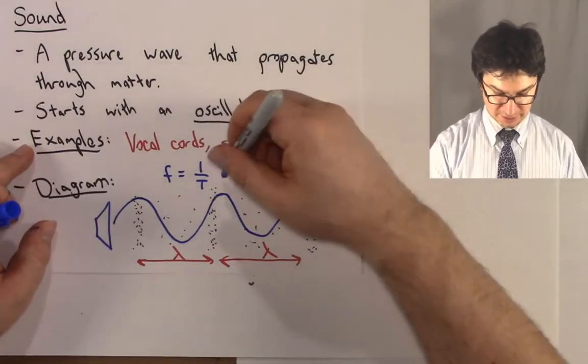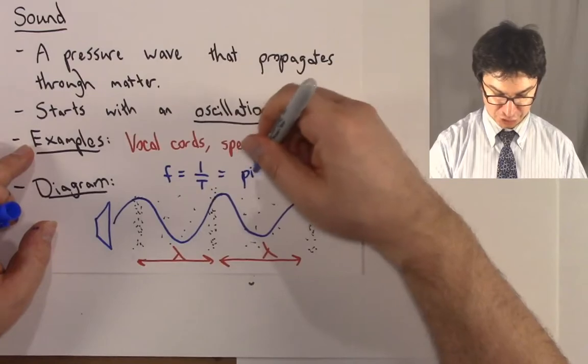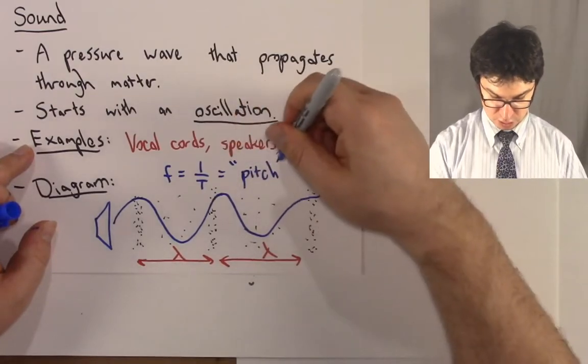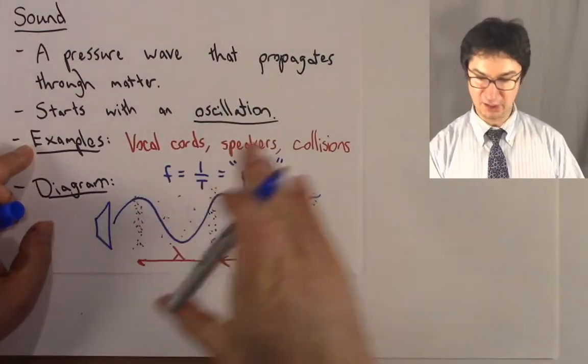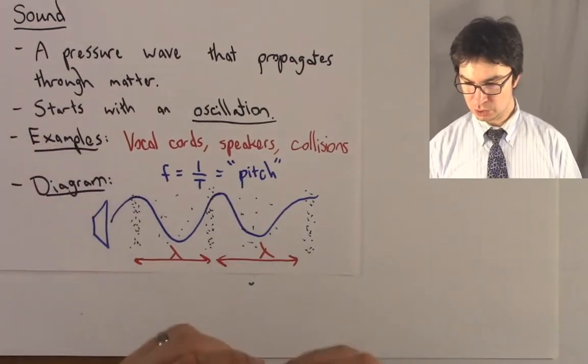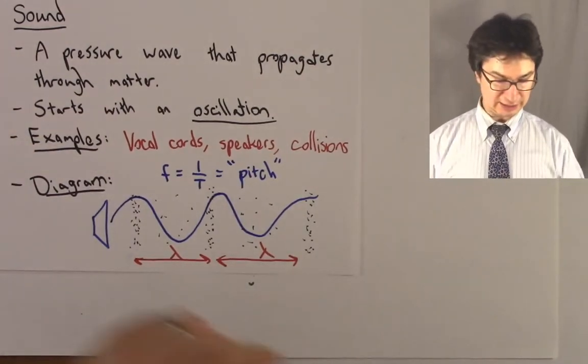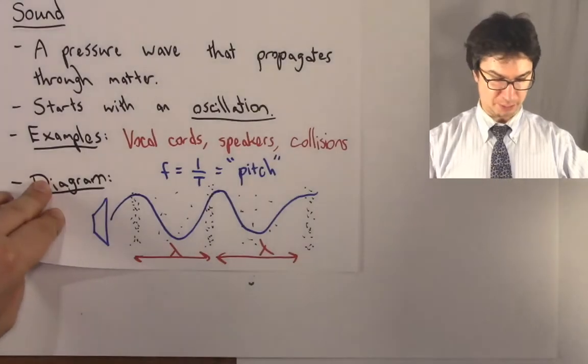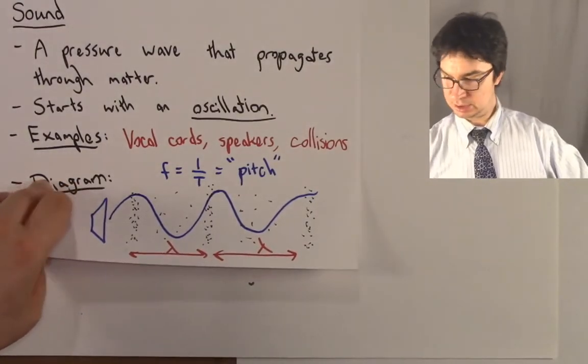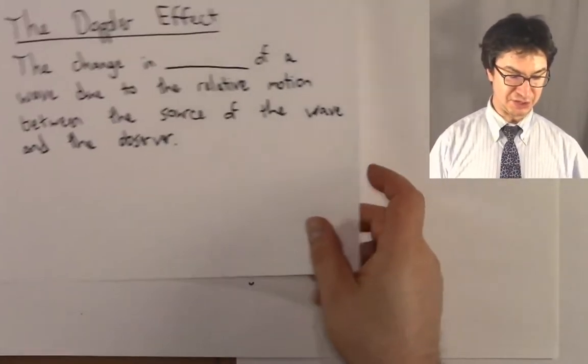So frequency is equal to the pitch of the sound. So the higher the frequency, the higher the pitch. All right. The last thing that we want to represent here is the Doppler effect.